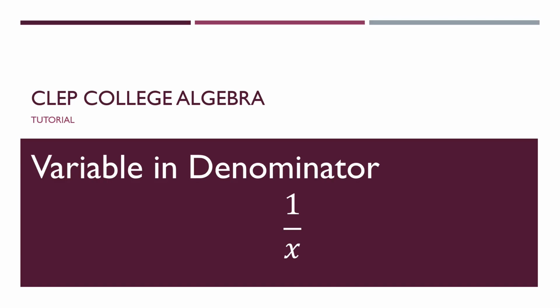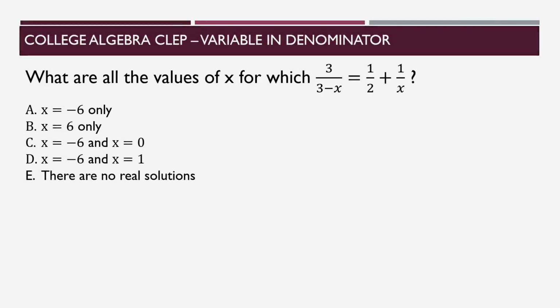In this College Algebra CLEP lesson, we're going to talk about how to solve an equation where the variable is in the denominator. So this problem says, what are all the values of x for which 3 over 3 minus x equals 1/2 plus 1 over x? Alright, to solve this type of problem, we want to multiply by the common denominator.